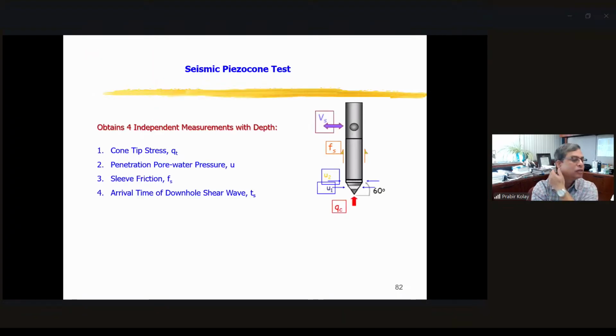And then, as I mentioned, there is the more sophisticated instrument, the seismic piezo cone. You can use that to find out, again, the sleeve friction. The advantage here is that you can also measure the pore pressure. And then you can also find out the shear wave velocity.